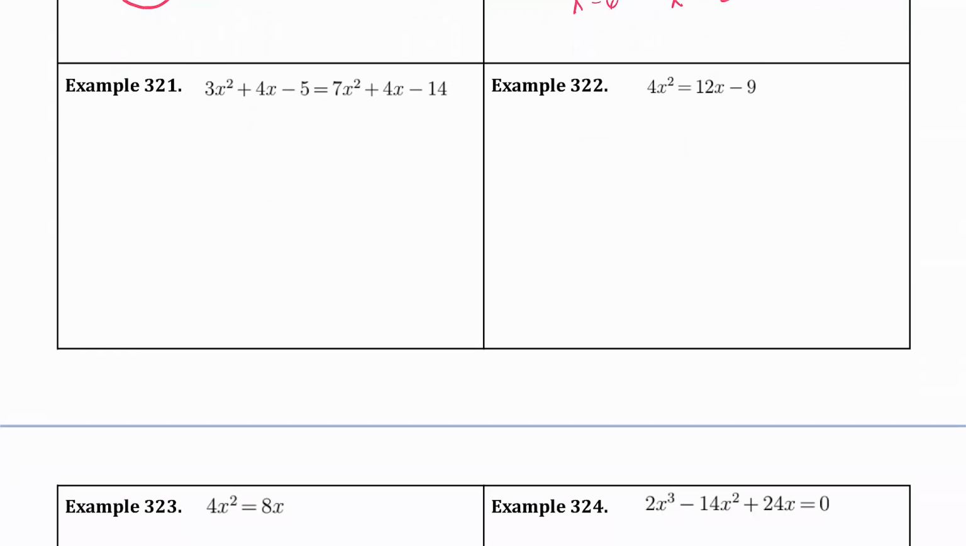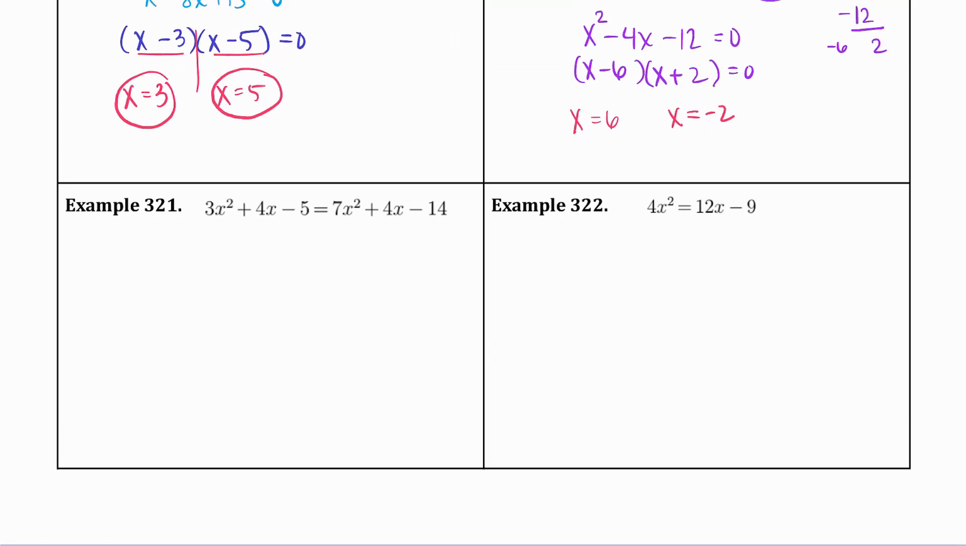All right, and then our last couple on this page. This one looks really complicated, but really it's just because we have terms on both sides. So I'm going to try to move everything to one side, and I'm actually going to move it all to the right side because I want to keep my x squareds positive. So let's do minus 3x squared. Let's do minus 4x. Let's do plus 5. Those are all gone, and we get 0 equals 4x squared minus 9.